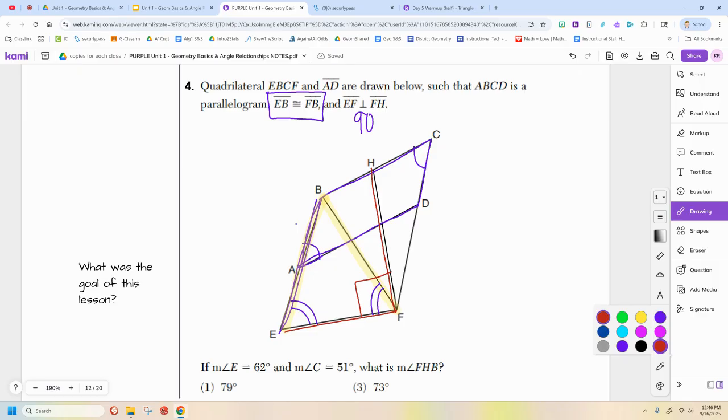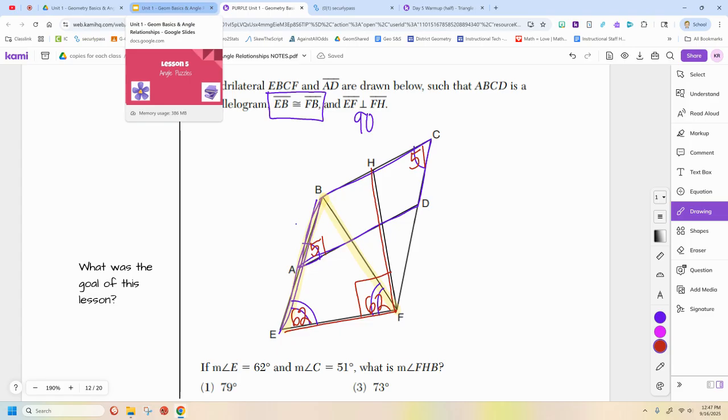Okay, here we go. Angle E is 62. Does anybody want to put a 62 somewhere else? Oh yeah, it's C? Oh, wait, no, A. No, F. I would be putting it at this F right here. That's the first thing I see. And then C is 51. Does anybody want to put the 51 somewhere else? Yeah, right here inside our parallelogram. What is the measure of F to H to B?